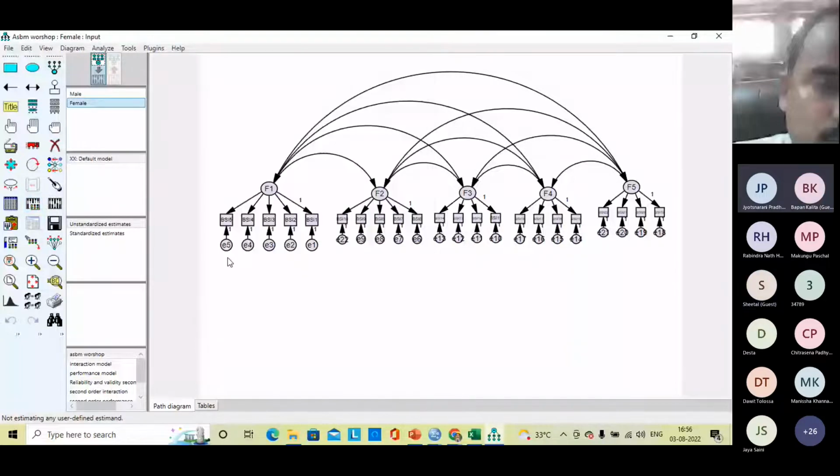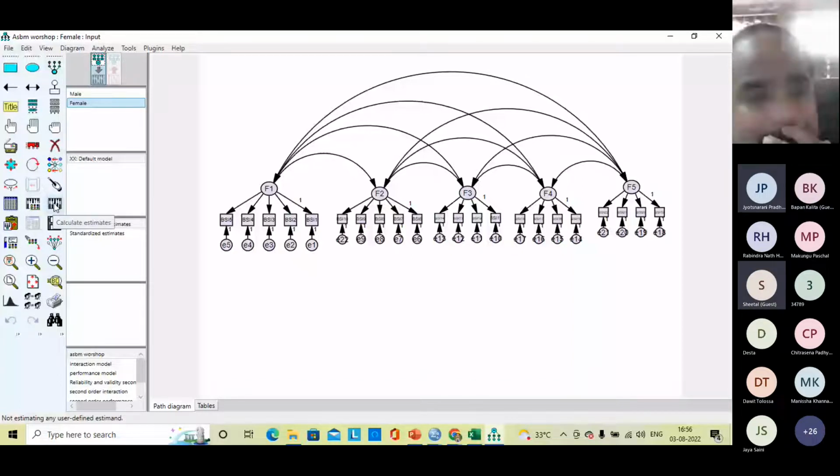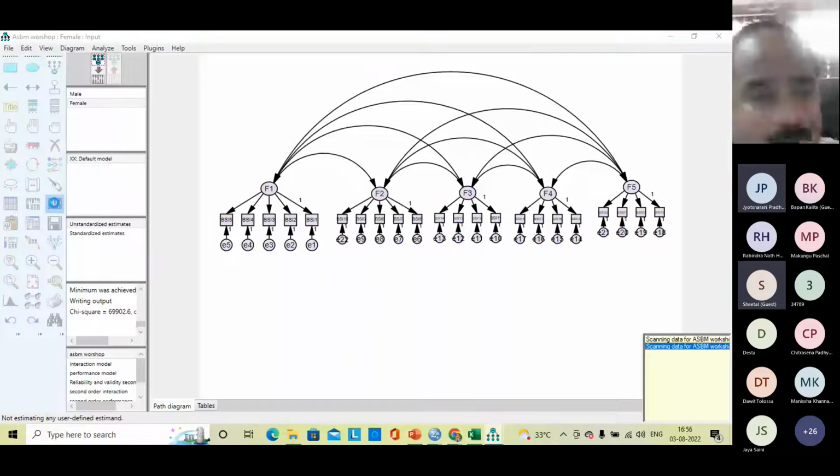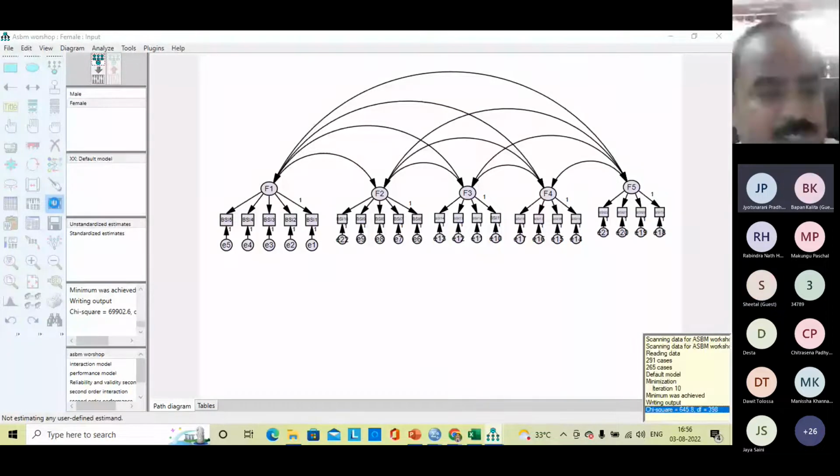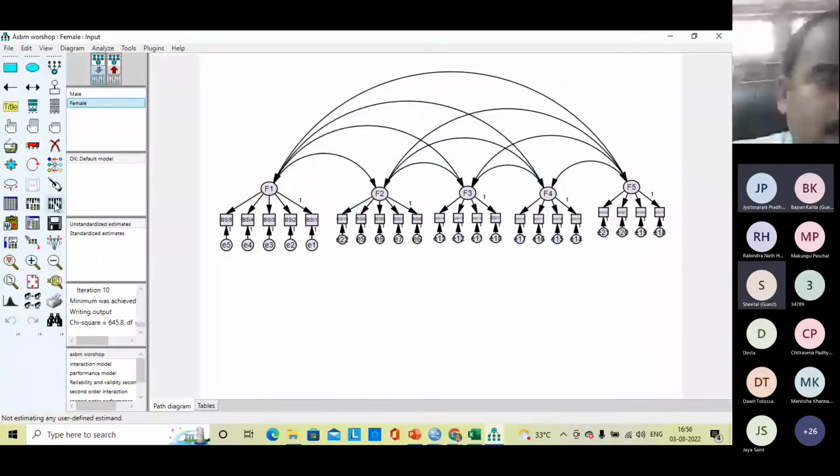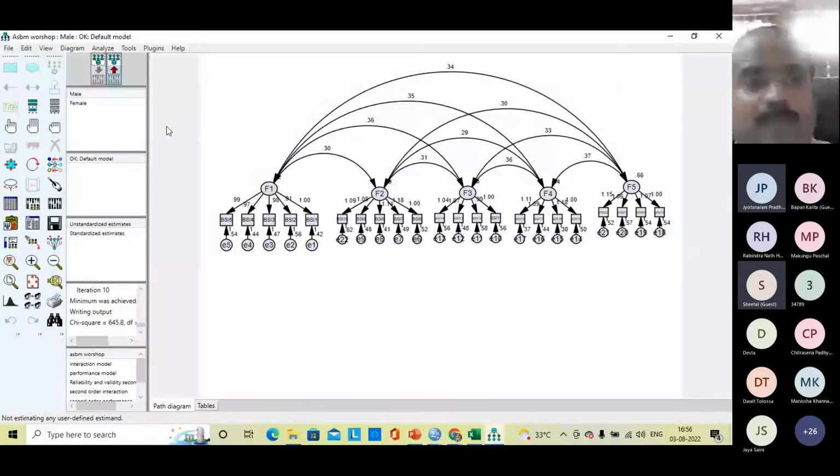Then let us start calculating. Calculate the estimates. Let us see what is happening. Now look at here. The upward red highlighted arrow mark I am clicking. And let me go to the standardized estimate. All of you please look at here.